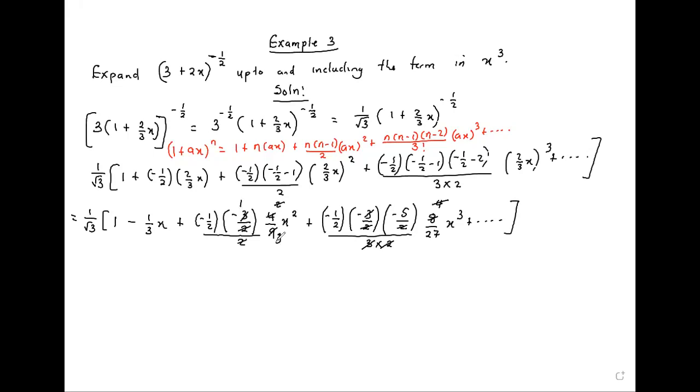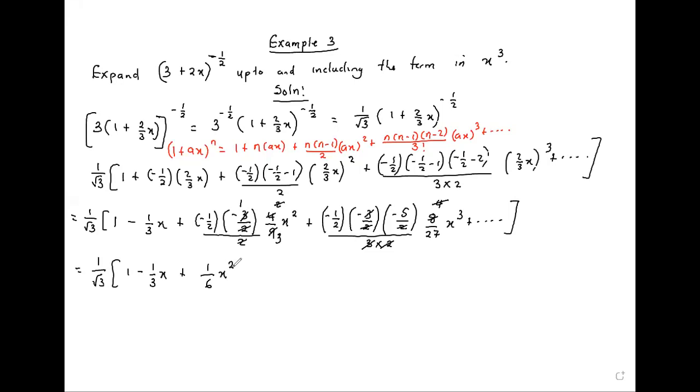Then we come down and write what has remained. Root 3. 1 minus 1 over 3x. Negative half multiplied by negative 1 multiplied by 1 over 3. That is going to be positive 1 over 6 x squared.